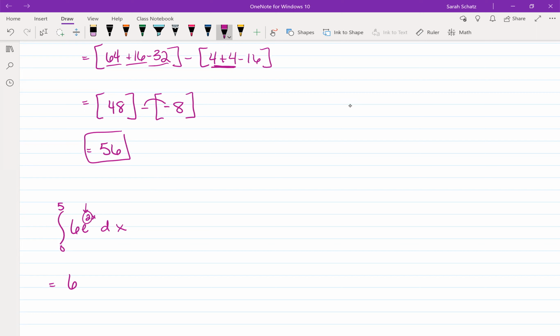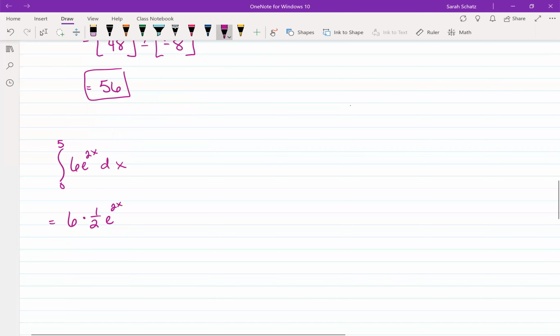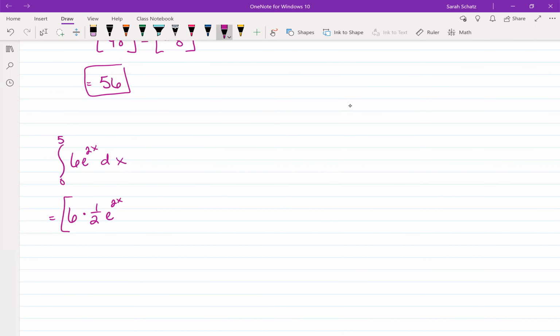What happens when there's a coefficient on x up here? In this, we have e to the 2x. Remember, this 2 comes down in front, but not with multiplication. It comes down with division. So it ends up being 6 times 1 over 2. And then remember, the e term always comes down exactly the same. So I have 6 times 1/2 e to the 2x, and I'm going to take this and evaluate it at 0 and at 5 and subtract.